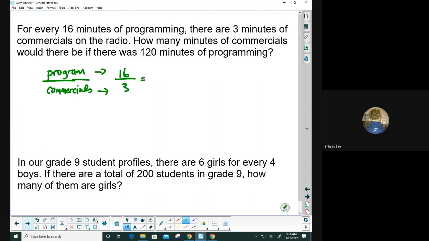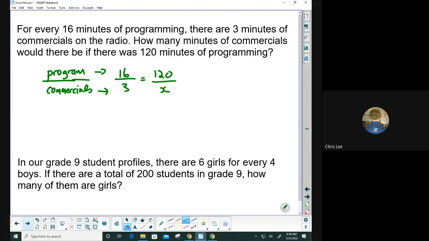Equals. How many minutes of commercials would there be for 120 minutes? Where does 120 go in my second part of the ratio? Yeah, again, because it's right there. It says programming. So this helps me keep this in line. And when I don't know, I can use an X. I don't know how many commercials for that part.